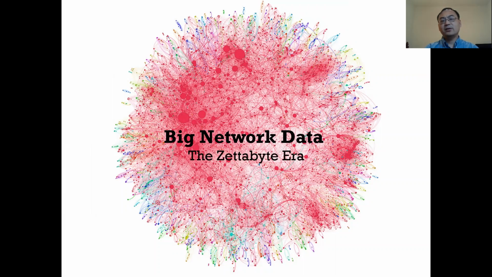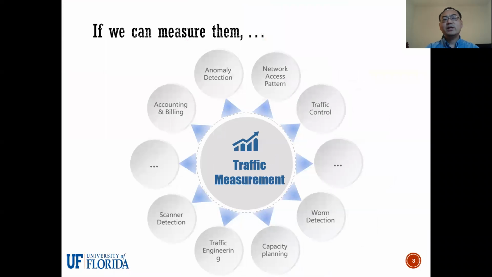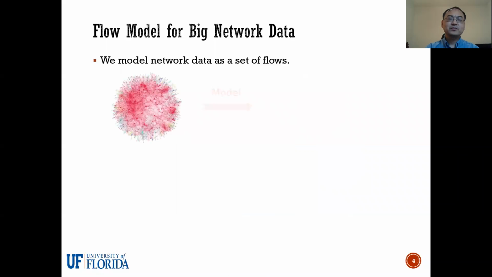In the zettabyte era, there's a lot of network traffic flowing through today's internet every day. If we can measure such traffic, we can do a lot of things, such as anomaly detection, network access profiling, traffic control, accounting, billing, and network security functions.